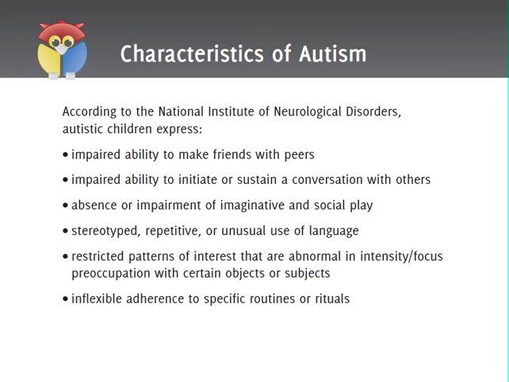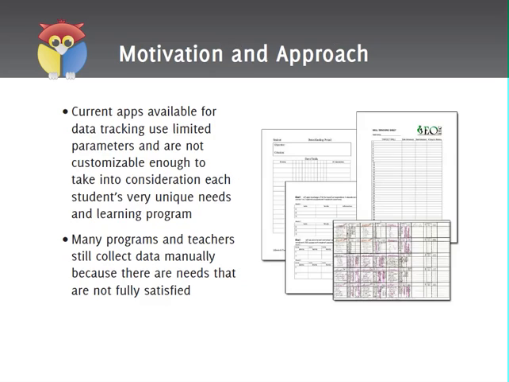So characteristics of autism. According to the National Institute of Neurological Disorders, autistic children express impaired ability to make friends with peers, impaired ability to initiate or sustain a conversation with others, absence or impairment of imaginative and social play, stereotyped repetitive or unusual use of language, restricted patterns of interest that are abnormal in intensity or focus, and inflexible adherence to specific routines or rituals.